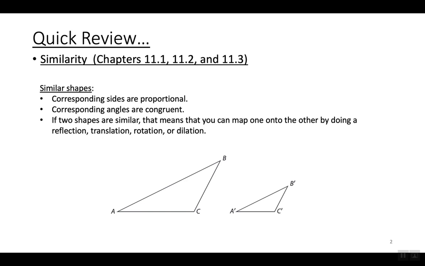First of all, similarity. Remember that similar shapes have corresponding sides that are proportional, corresponding angles are congruent, and if two shapes are similar, that means that you could map one onto the other by doing a reflection, translation, rotation, or dilation.